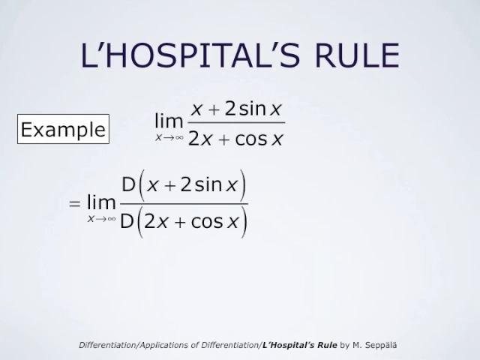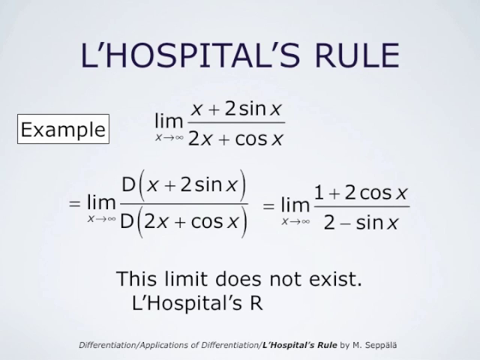approaches infinity of the derivative of x plus 2 times sine of x divided by the derivative of 2x plus cosine of x. The derivative of x plus 2 times sine of x is 1 plus 2 times cosine of x. The derivative of 2x plus cosine of x is 2 minus sine of x. But this expression, 1 plus 2 times cosine of x divided by 2 minus sine of x, does not have a limit as x approaches infinity. Therefore, in this case, L'Hopital's rule cannot be applied. L'Hopital's rule fails.